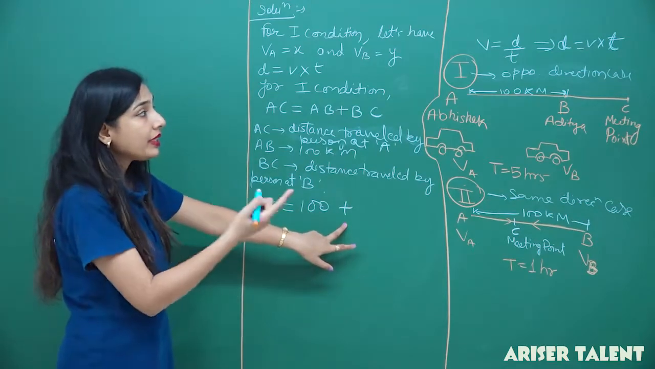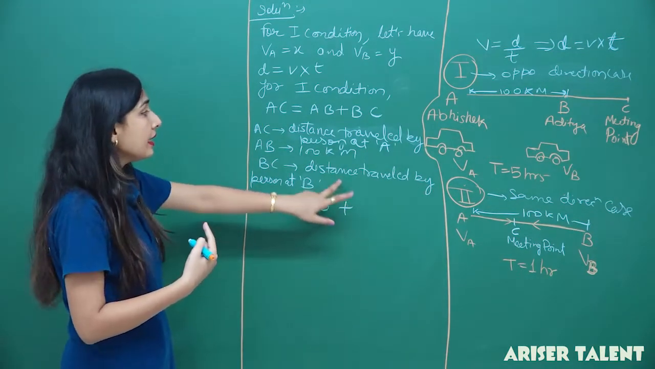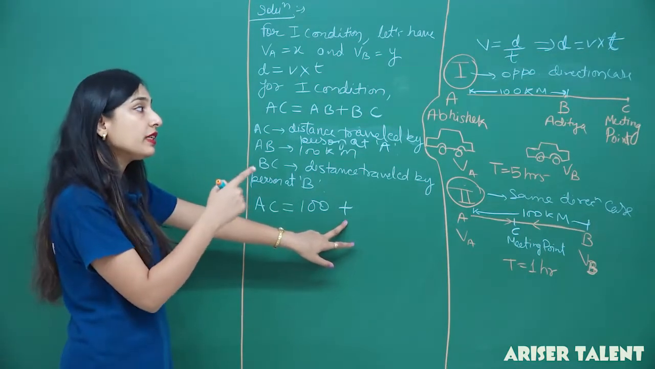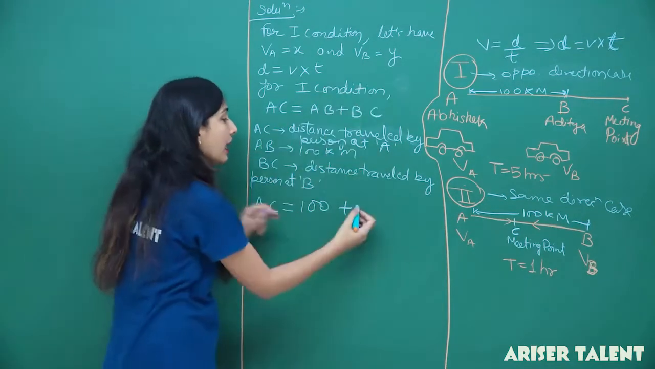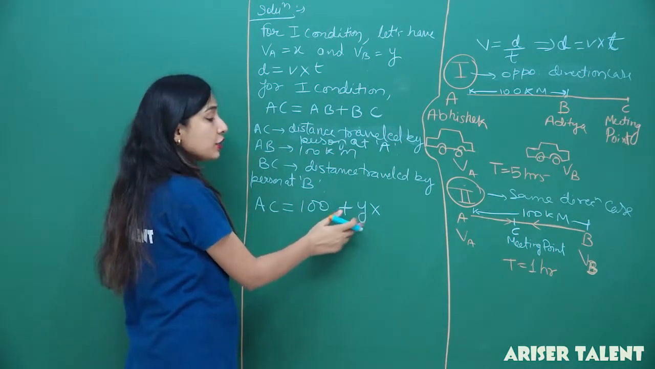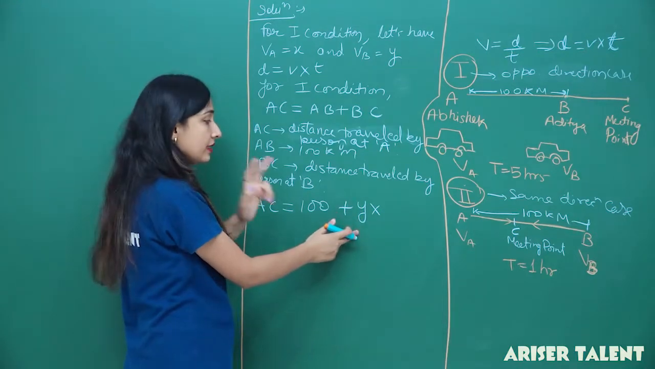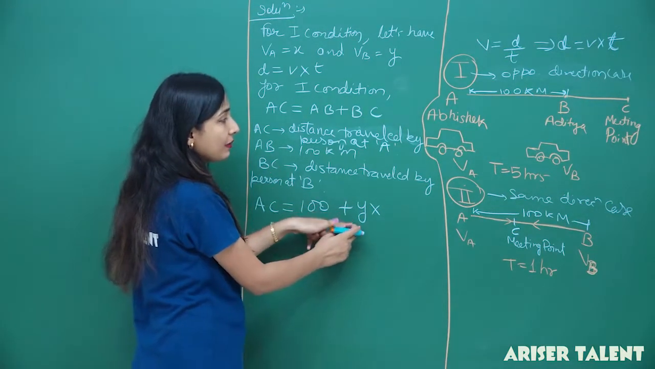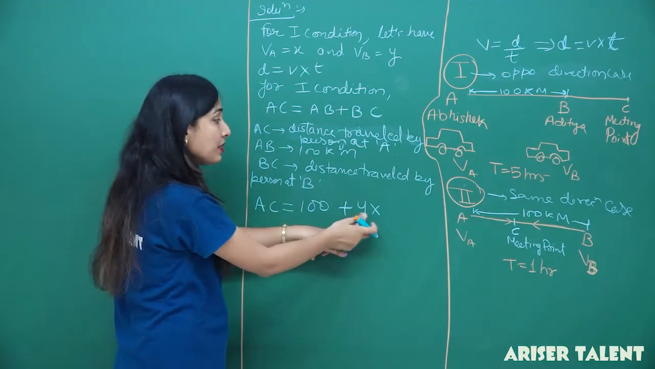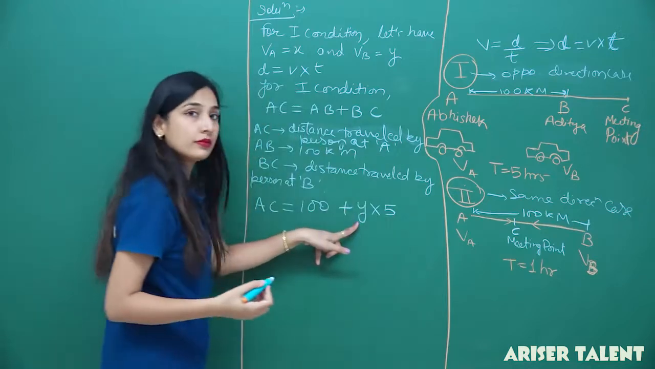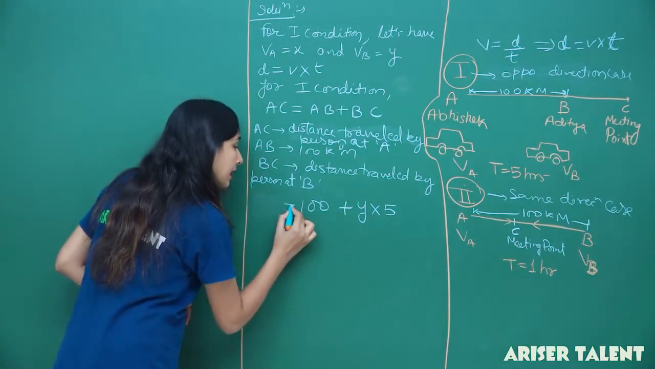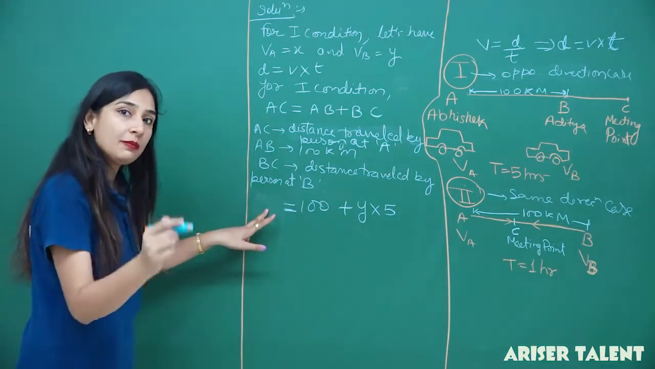Now BC is the distance travelled by person B. The velocity of person B is VB, which equals Y. So Y is the speed here. In this case, we are not considering velocity, it will be speed. So speed multiplied by time. The time taken is 5 hours. In this case, AC, the distance, equals speed multiplied by time.